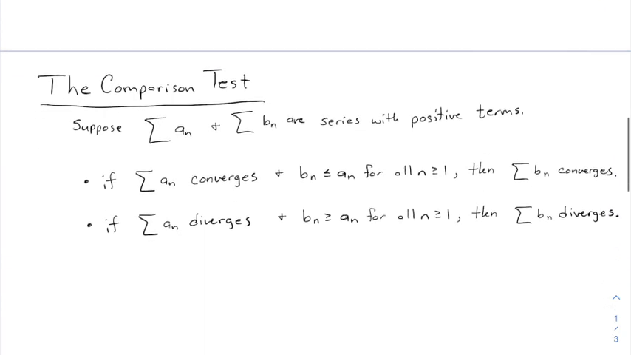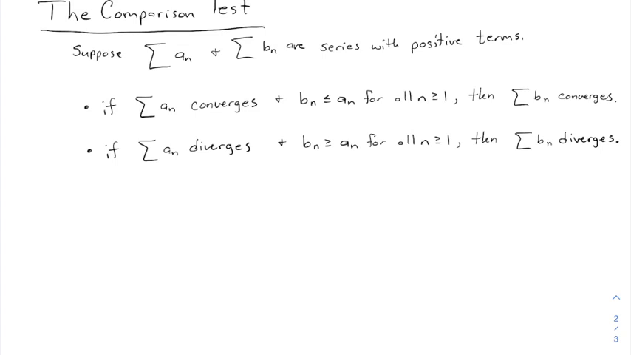Let's look at the statement of the comparison test. It says if you've got two series with positive terms, if the a_n series converges and b_n is smaller than a_n for all n at least one, then b_n has to converge as well. The idea there is it's smaller than something that's known to converge. That means it also has to converge. If a_n diverges and b_n is bigger than a_n for all n, then this series b_n has to diverge as well.